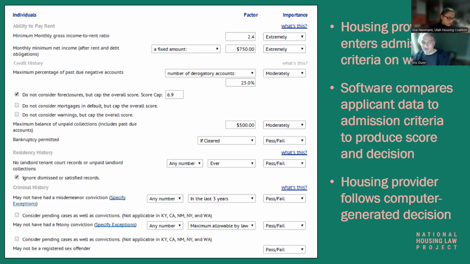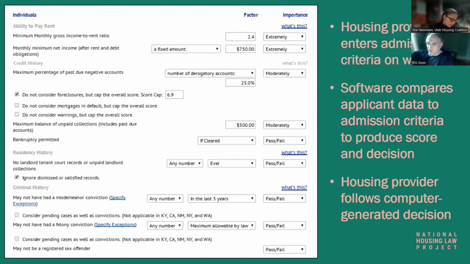It's got information about eviction records, criminal history. The criminal history here, it's pretty sparse. They can basically choose between misdemeanors and felonies, and then how many, like more than one crime, or more than two. And then is it going to be pass fail? Is it going to be something that might downgrade your application but not automatically deny you?